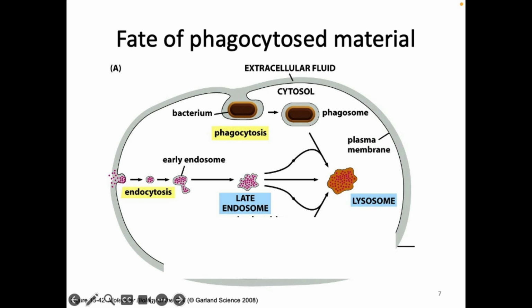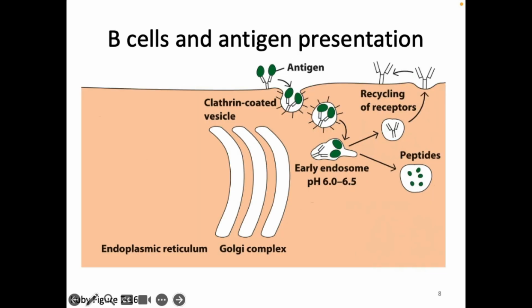B cells instead are going to be using this type of internalization called endocytosis. And as you'll see on the next slide, they actually are going to use a specific kind of endocytosis. I'm looking at these slides right now and I feel like these two slides should be in the opposite order. So I'll just do them in this opposite order.